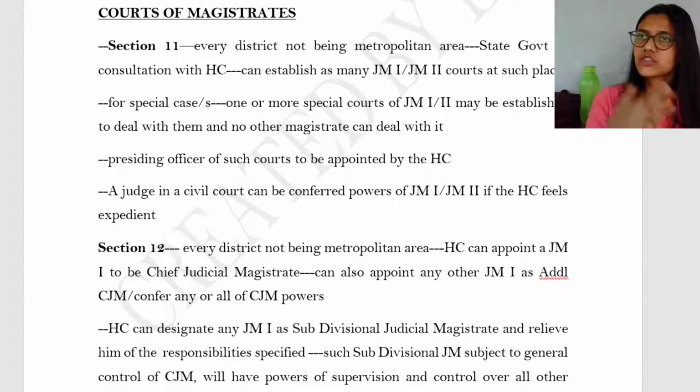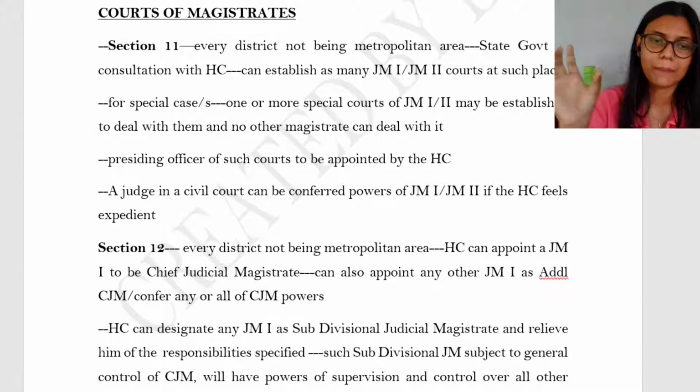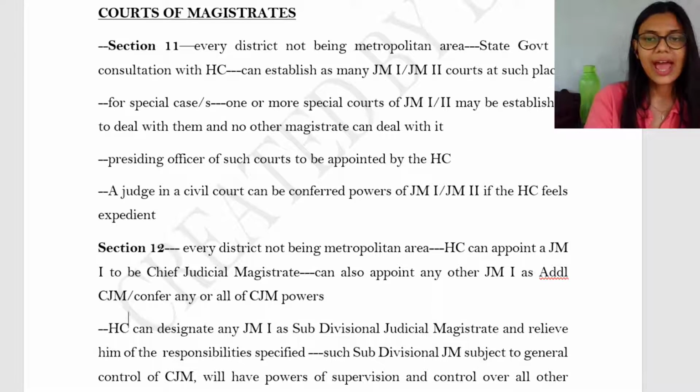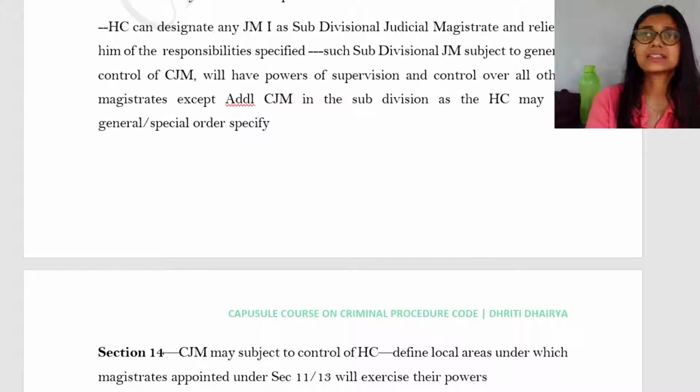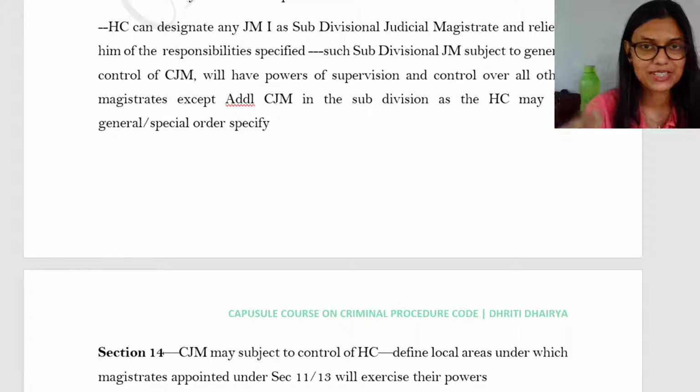So what we have seen here in the magistrates part is that every district can have judicial magistrate 1 and 2 courts, and then who will appoint the presiding officers. In section 12 you saw about the chief judicial magistrate, additional chief judicial magistrate. Then you also saw about the subdivisional judicial magistrate, that 1 JM1 can be appointed as such. And obviously the subdivisional judicial magistrate will be subject to the general control of this CJM, and he will not have powers of supervision and control over an additional CJM.